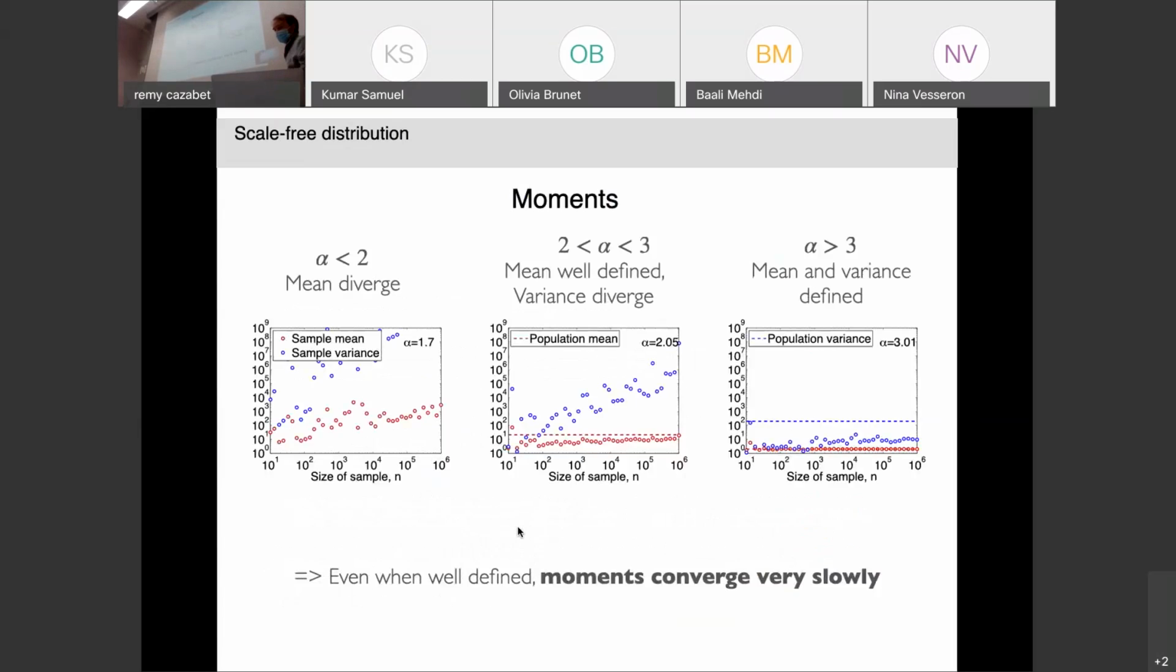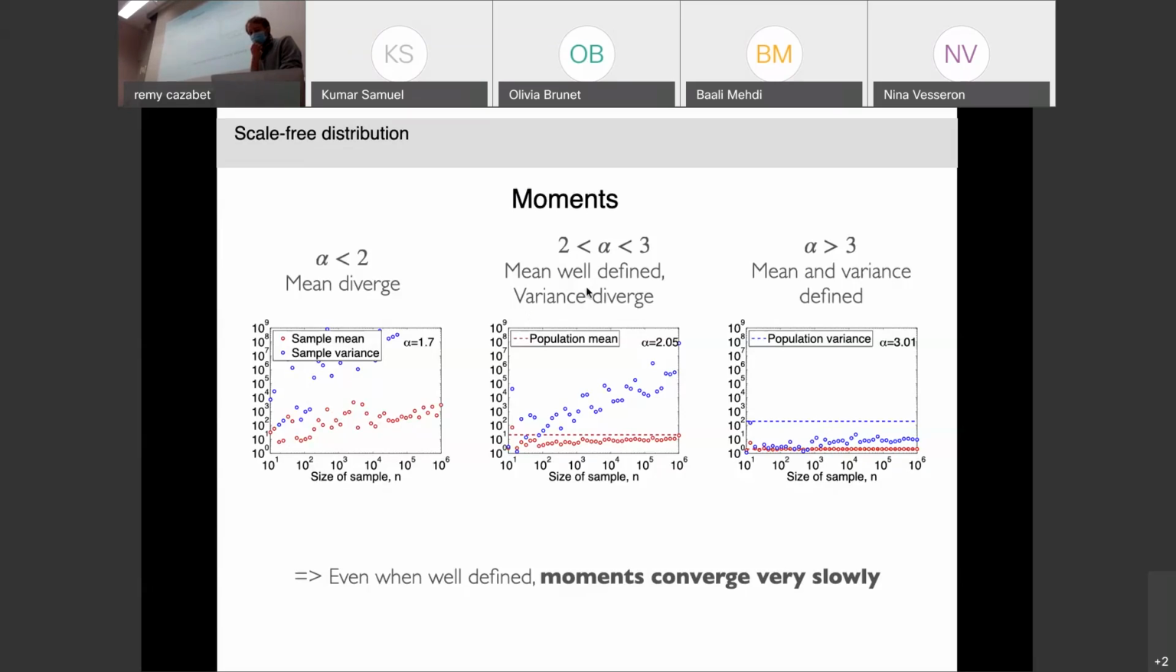In practice, we can see it in some experiments. Here I'm using a degree distribution following a power law, and I'm increasing the size of the sample. I start with only 10 nodes, 100 nodes, and so on and so forth. And I measure the mean of this sample and the variance of this sample. And I see that if my exponent is below 2, the larger the sample, the larger is the mean. And same thing for the variance. So what this means is that the mean depends completely on the size of your sample. So you should not rely on it, because it's just an artifact of the finite size of the sample.